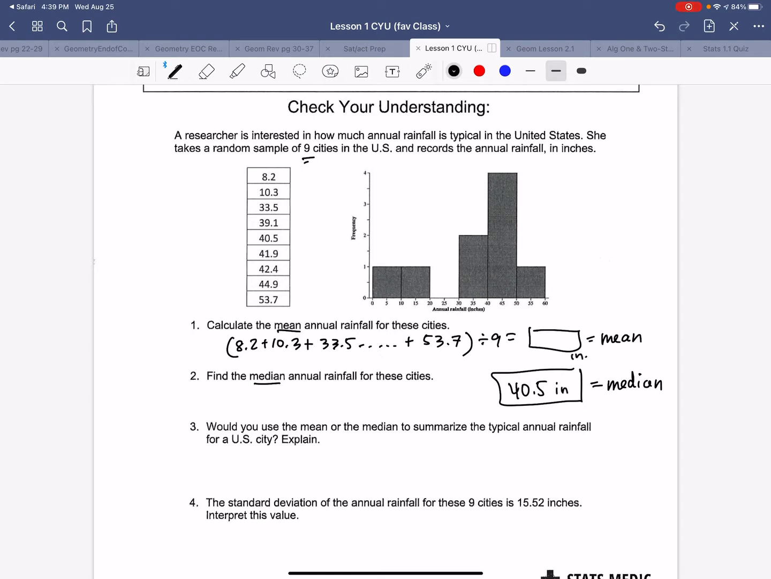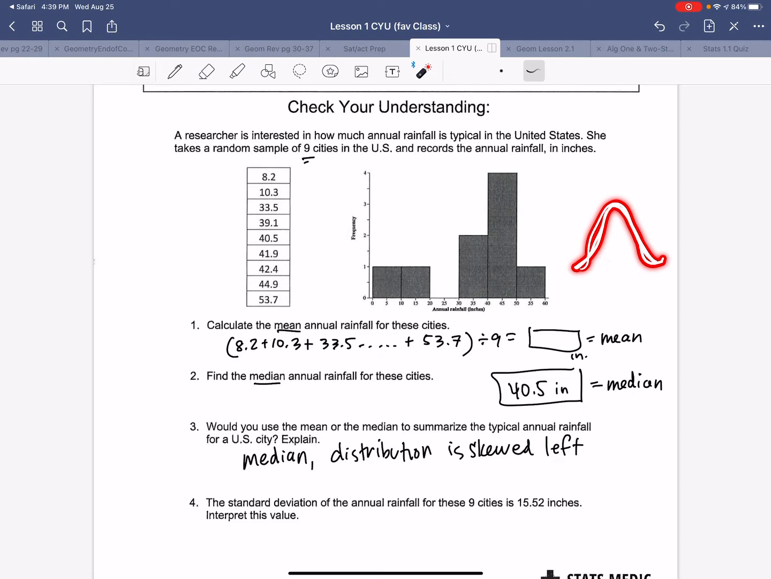Now, would you use the mean or the median to summarize a typical rainfall? We're definitely going to use the median, and the reason is because our distribution is skewed left. Anytime it's skewed, meaning it is not symmetrical, we're going to use the median. The distribution is skewed left. We also might have some possible outliers as well.